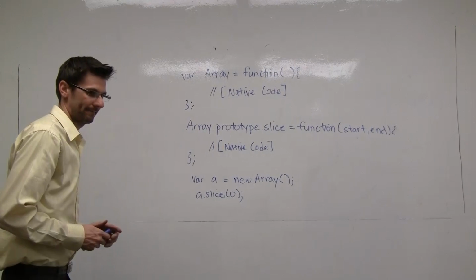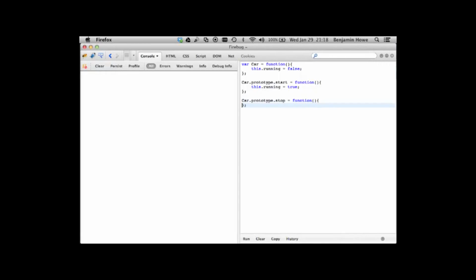Okay, before you do that, I've got another working example of how this prototype stuff works. So here I've declared a new car. This will be my car constructor. You'll call this function to get a new car, and it has this running property which starts out as false.